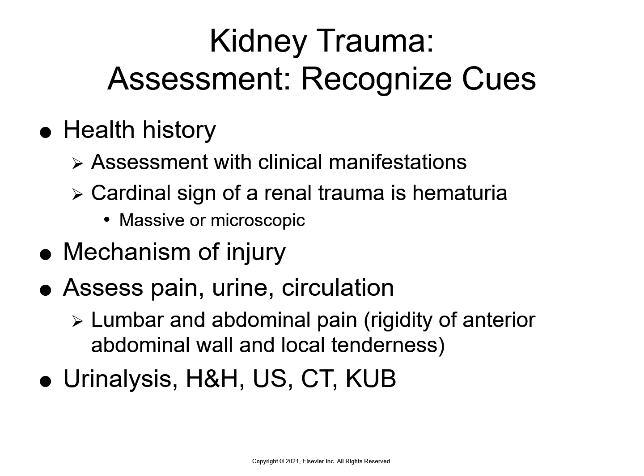Lumbar and abdominal pain may occur. They may get a rigid abdomen and have local tenderness. So if you see a rigid abdomen, you're going to totally suspect there's blood in that peritoneum from something. A urinalysis, of course, an H&H, ultrasound, CT, and a KUB are pertinent for this diagnosis.